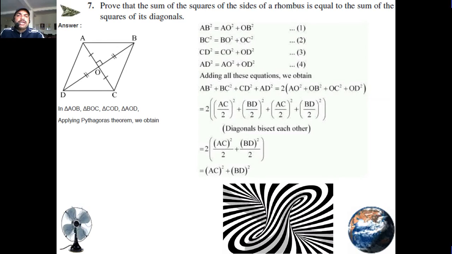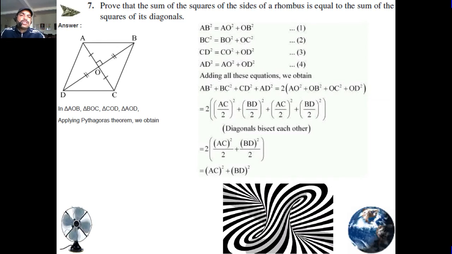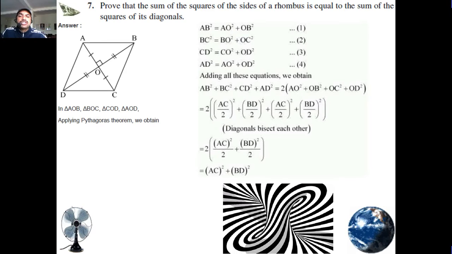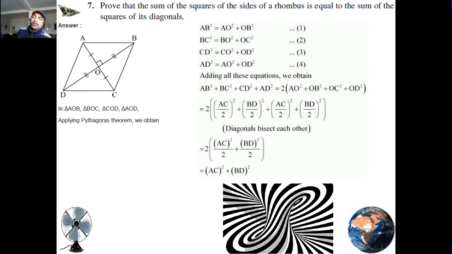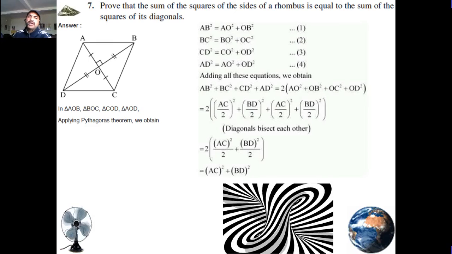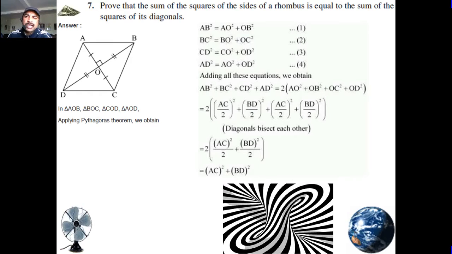Now students, question number 7. Prove that the sum of the squares of the sides of a rhombus is equal to the sum of the squares of the diagonals. In triangles AOB, BOC, COD and AOD, we apply the Pythagoras theorem, because a square is a rhombus and the diagonals of the square bisect each other at right angles.